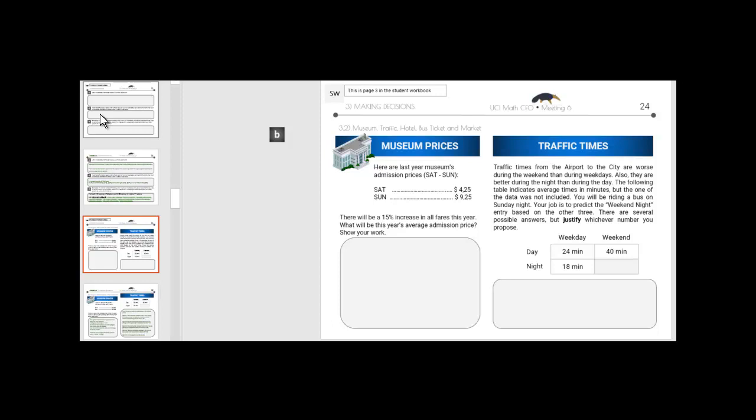In traffic times, we give a table with 4 entries, but we only give 3 entries, and kids need to predict what's going to be the expected time for weekend night. And so there's several ways to reason this out. There's no unique answer, but whatever answer the students give, they should give mathematical arguments. So your job is to predict this entry based on the other 3. So this is a prediction or projection problem.